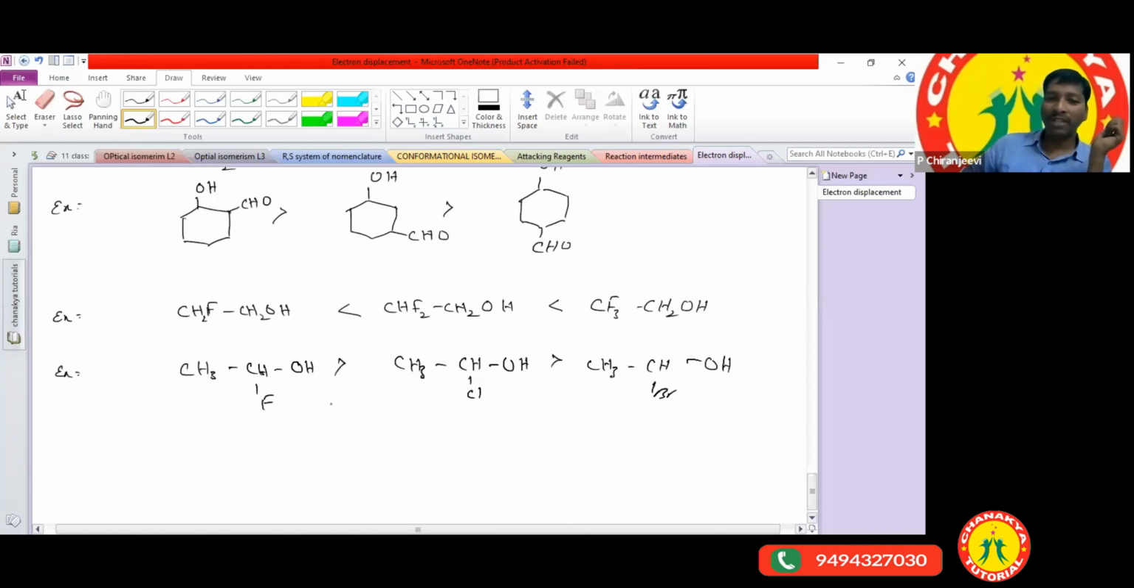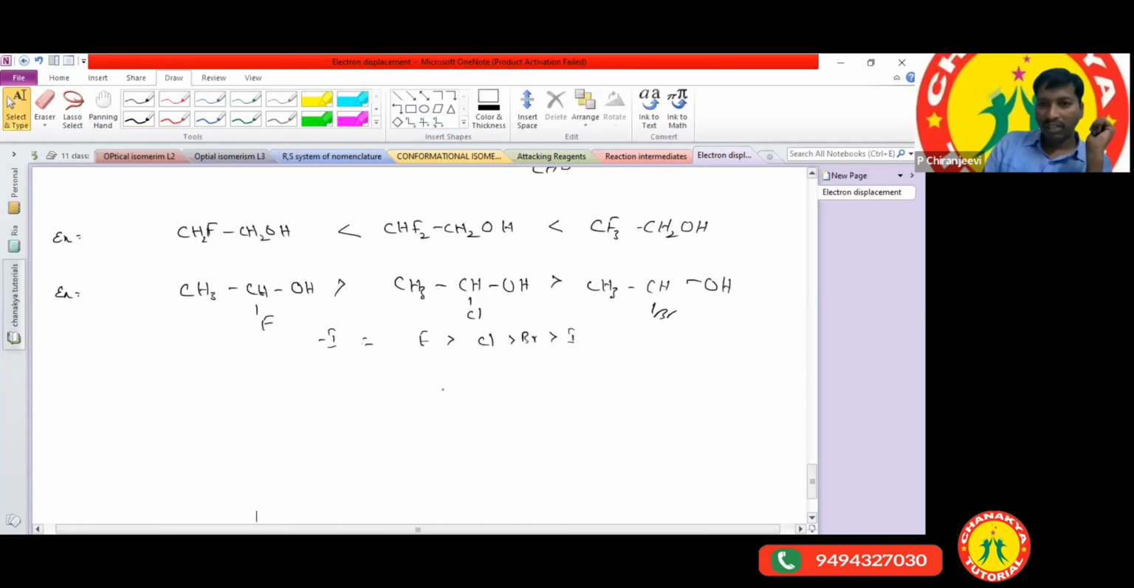How are we telling that? Based on the minus I effect. If you see the minus I effect, fluorine is a stronger electron withdrawing group than chlorine, chlorine is stronger than bromine, and bromine is stronger than iodine. These kinds of questions, increasing order or decreasing order, are also asked in the examination. The same concepts we apply to carboxylic acids also. Shall we see some examples based on carboxylic acids?